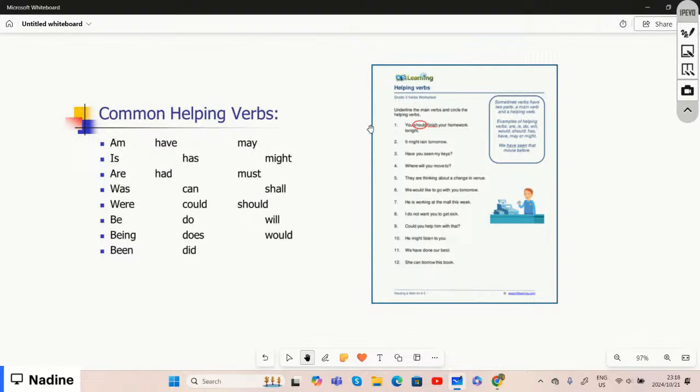And our common helping verbs, right, are words like am and is, are, was, were, be, being, been. Then we have words like have, has, had, can, could, do, does, did, may, might, must, shall, should, will, and would. Those are basically a few or the most common helping verbs. And like I said, these are words that you will find before the main verb.